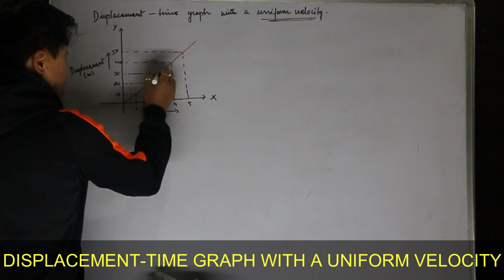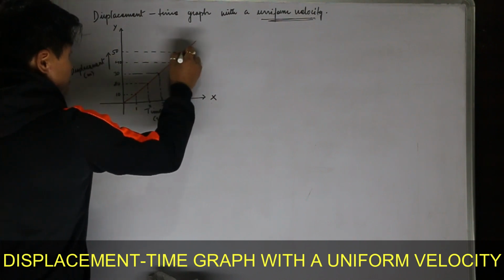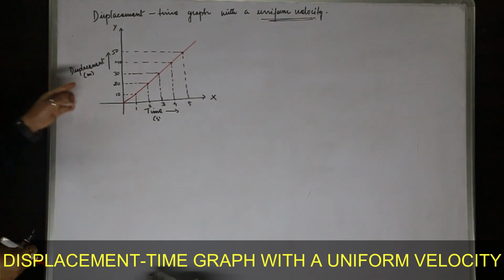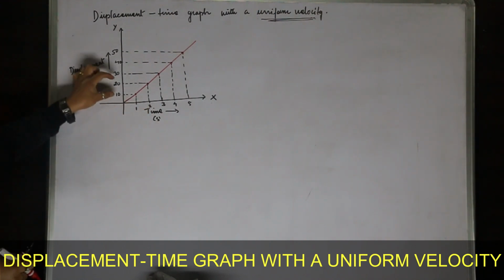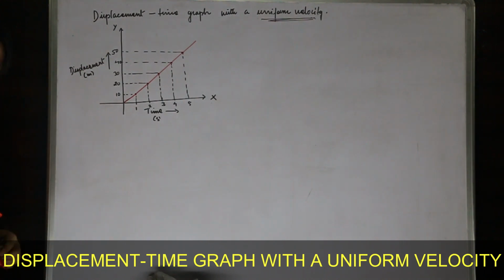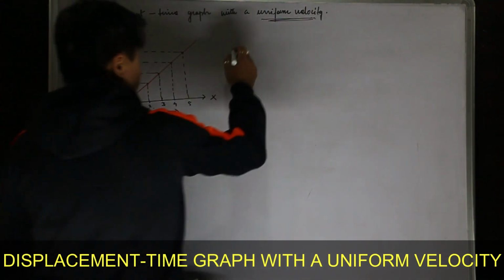So from here it is clear that every second the body is covering equal distance in a particular direction. That means the body is covering equal displacement. Every 1 second the displacement of the body is here 10 meters. So this we can represent in a table.